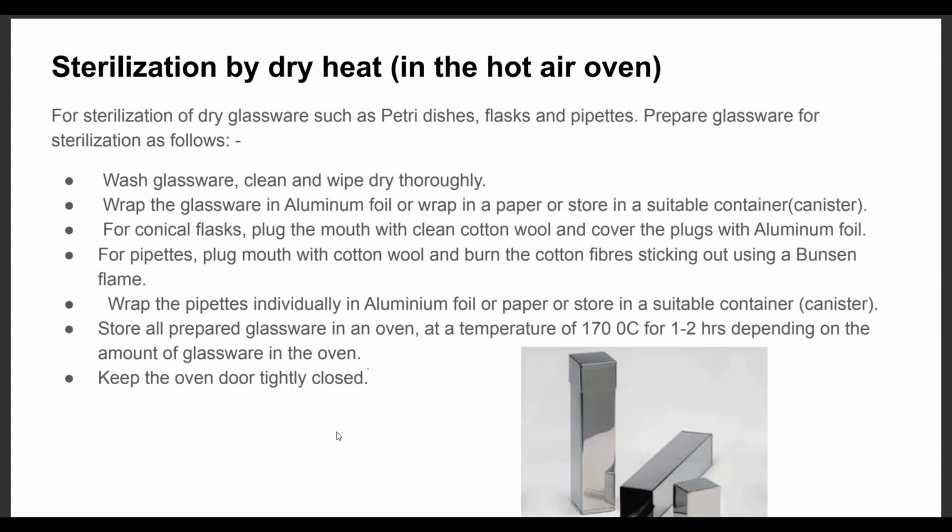So here, what are the conditions we use? The temperature is 170 degrees Celsius, and we have to maintain it for 2 hours, depending on the amount of glassware we have to sterilize. And we have to keep the oven door tightly closed. Well, for sterilization of dry glassware such as petri dishes, flasks and pipettes, prepare the glassware for sterilization as follows.